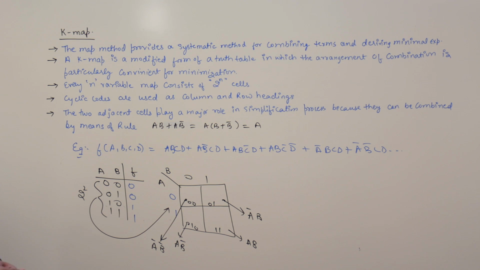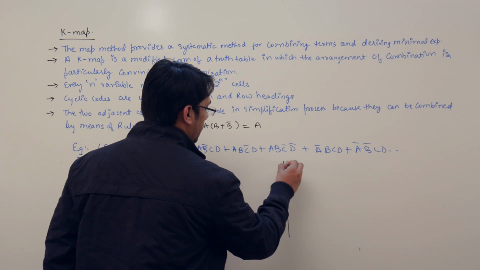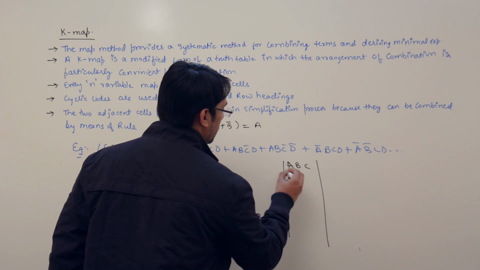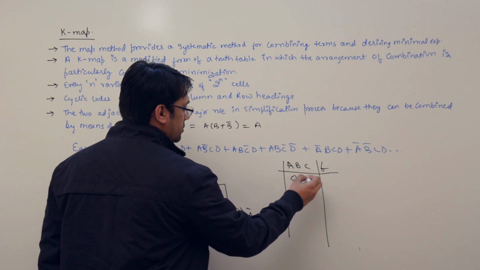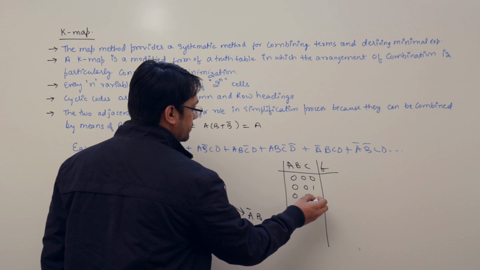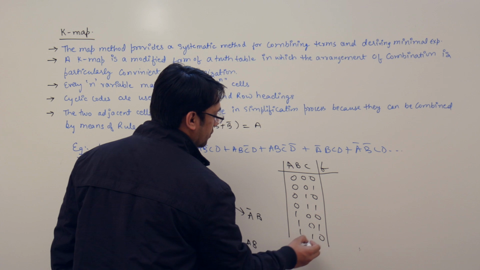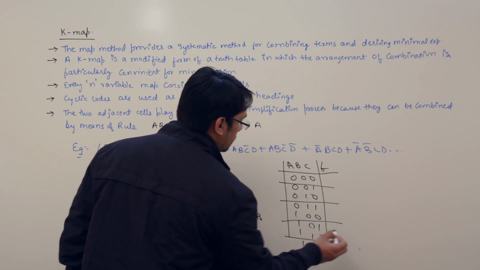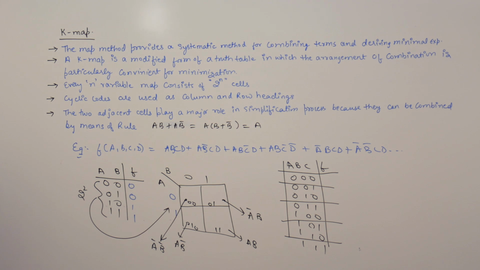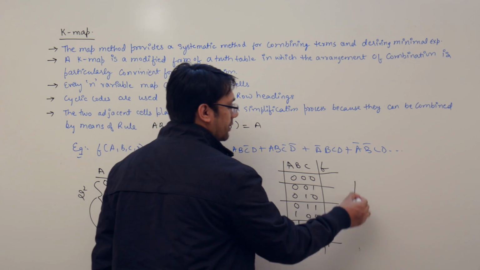Now if you have a 3 variable function, for example with variables A, B and C, how many combinations are possible? They are 000, 001, 010, 011, 100, 101, 110 and 111. These many combinations are possible. For these 3 variables, the K-map is going to contain 8 cells like this. This is a K-map with 8 cells.